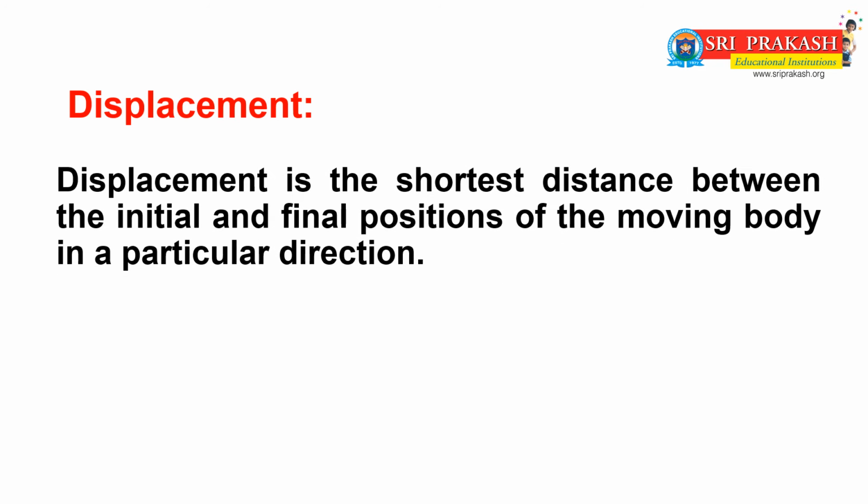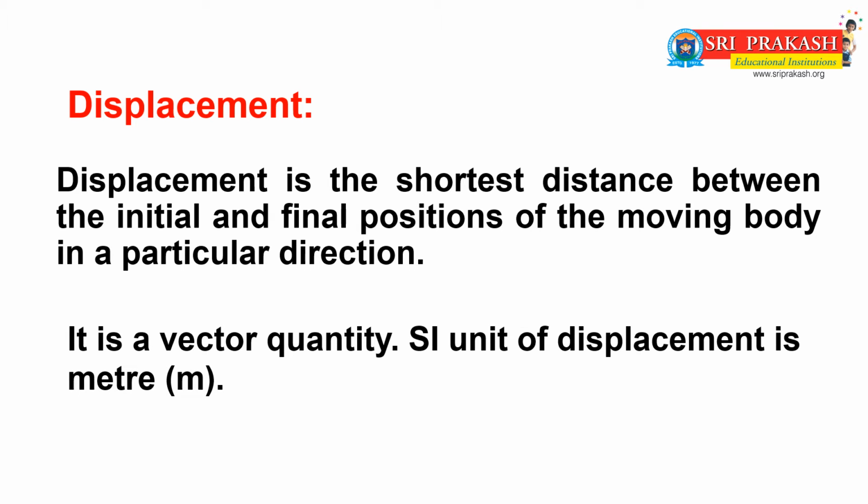Displacement. Displacement is the shortest distance between the initial and final positions of the moving body in a particular direction. It is a vector quantity. Since direction has to be specified, displacement is considered to be a vector quantity. SI unit of displacement is meter. For distance also we have the SI unit as meter. Now to avoid any kind of confusion between distance and displacement, you can watch this video.